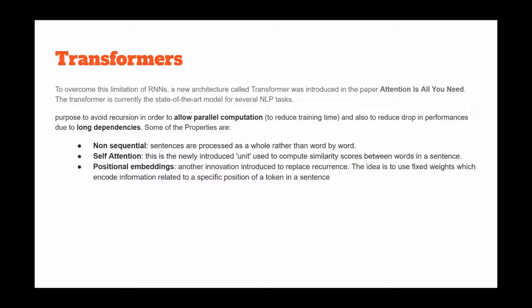So next one is positional embeddings. Another innovation introduced to replace recurrence. The idea is to use fixed weights which encode information related to the specific position of a token in a sentence. Because in a sentence, the order of the words is important, right? Even in language translation or maybe in other tasks, the order of the words is important. So in order to encode that information, positional embeddings come into the picture.